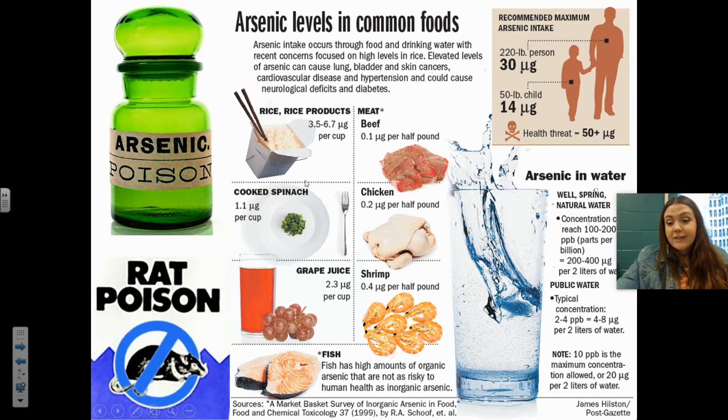Like I said, it's in our water supply. It's in our ground. So we do eat a little bit of arsenic in things that we ingest. Rice that it's grown with can have quite a bit. Beef, chicken, spinach, grape juice, shrimp, and fish. Got to be careful with fish that's around a lot of coal plants, because the burning of fossil fuels lands arsenic in that water supply. So there are some lakes that specifically say you can't eat fish out of it because the arsenic is so high. Mercury as well.